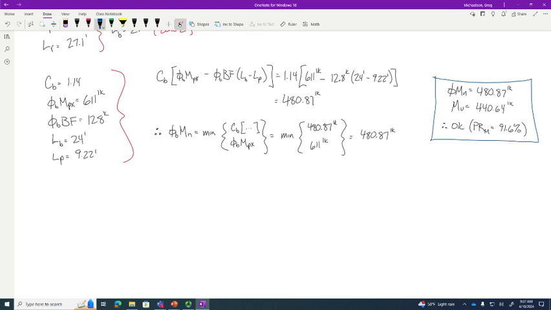So the only thing left to do is compare shears. What is phi Vn for a W18x76? 232. We compare that against Vu of 73.44. So are we okay? Yeah, of course we are.